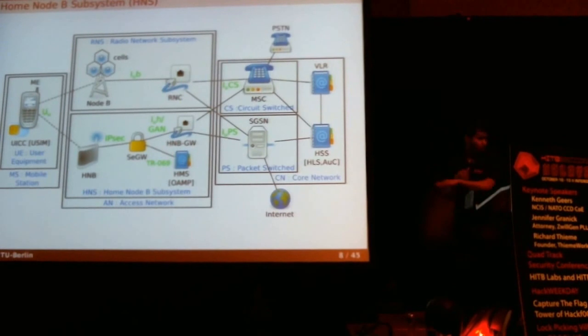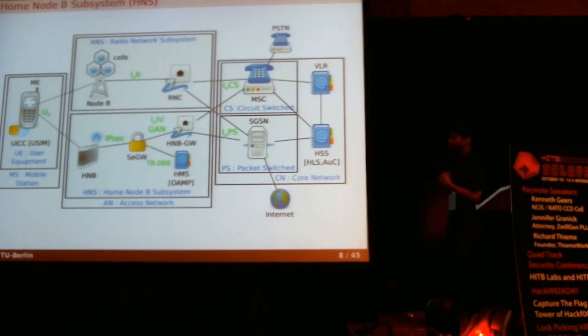So we have a home node B, which looks like this one. This is a small device which is called a femtocell. So this is a femtocell, like a radio network controller. In the access network, we have a home node B gateway and a security gateway. This time we are connecting this device over the internet, so it has to be protected. This is handled by the security gateway, which protects the operator infrastructure from threats from the public internet.